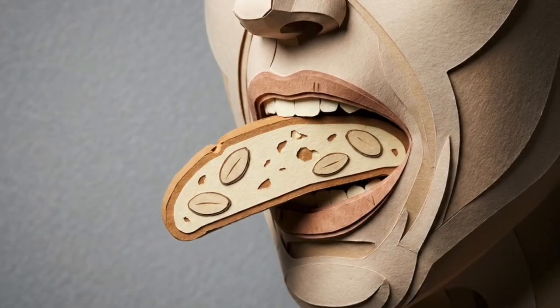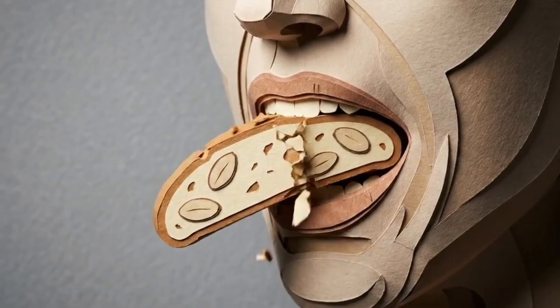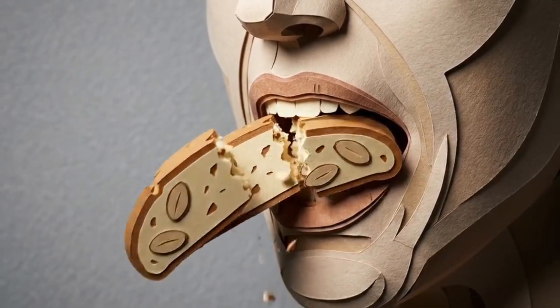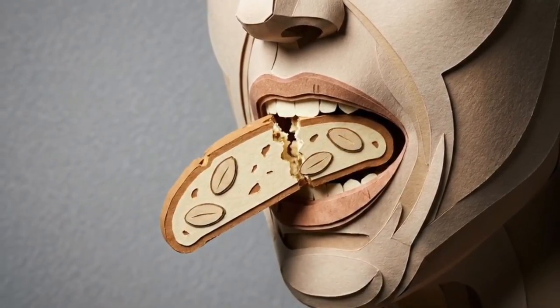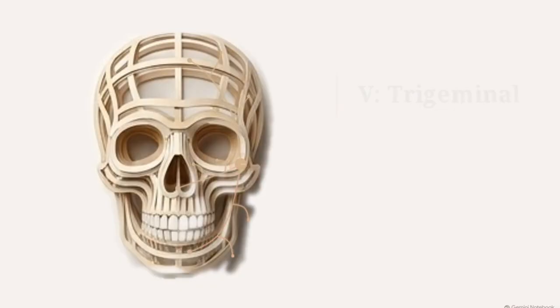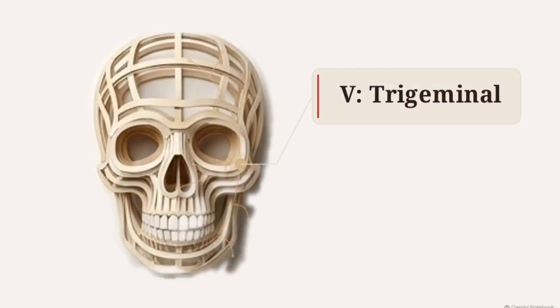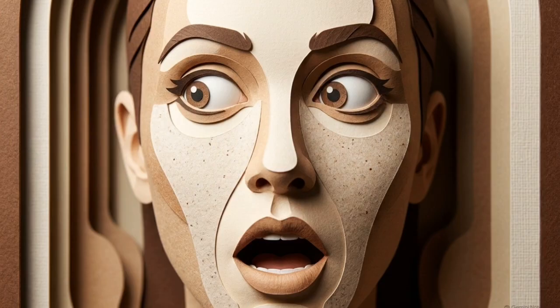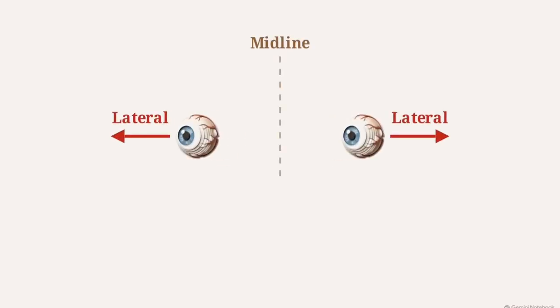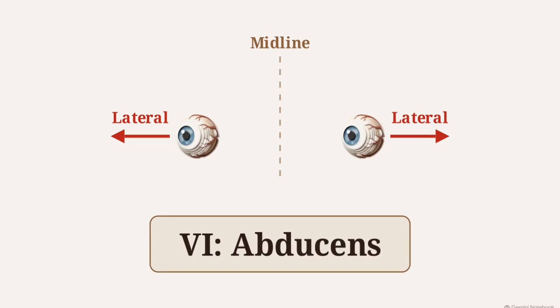You buy a tough, crunchy biscotti instead. As you bite down, you feel the texture and use your chewing muscles to break it apart. Facial sensation and chewing come from Cranial Nerve V, the trigeminal nerve. Suddenly, the barista shouts. You dart your eyes outward to the side to see what the commotion is about. Looking outward, or abducting the eye, is Cranial Nerve VI, the abducens.